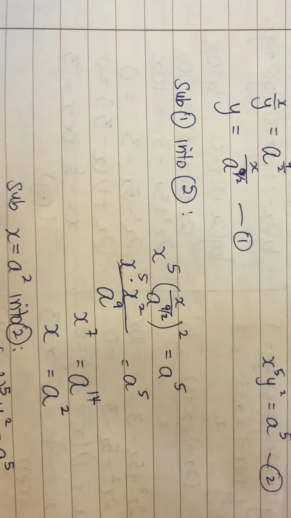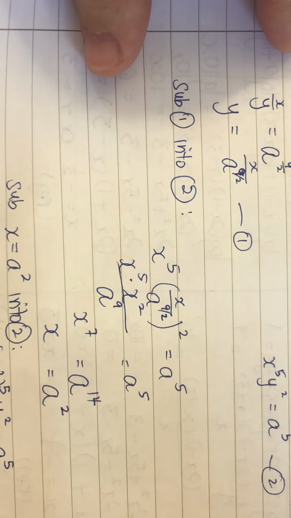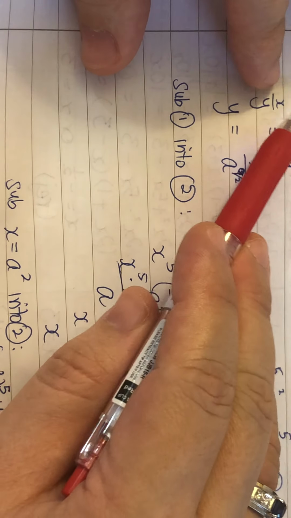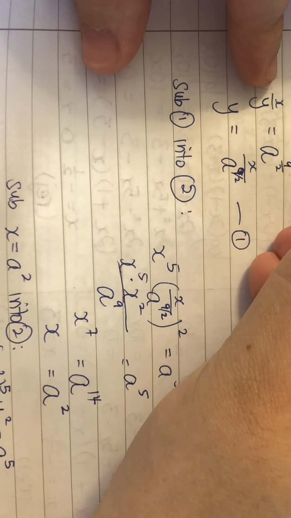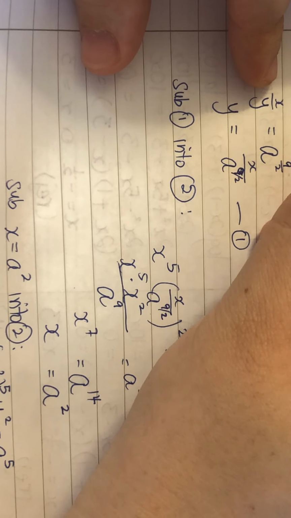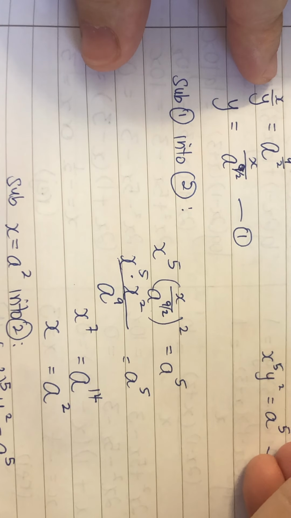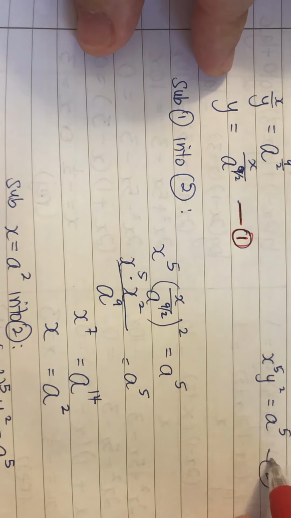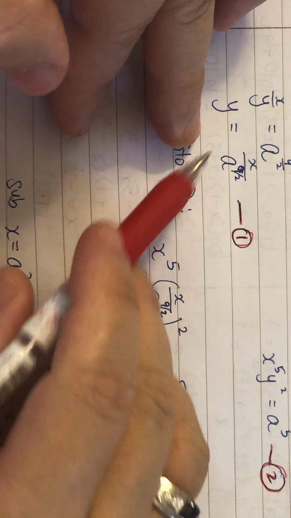You need to try both methods because sometimes the question may force you to use one of the methods. So just practice. This I rewrite as a to the power of 4.5 is 9 over 2, equals x over y. Same thing here, a to the power of 5 equals this. So I get two equations. The whole idea is to get simultaneous equations, and then I solve it.